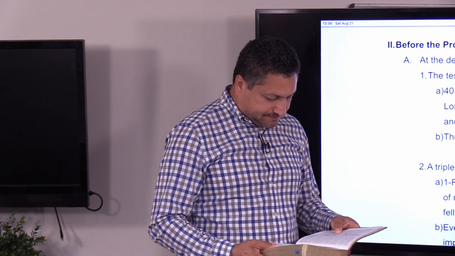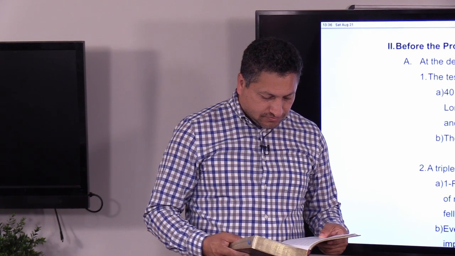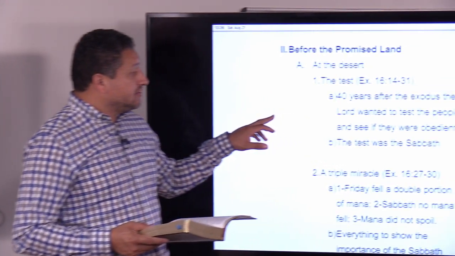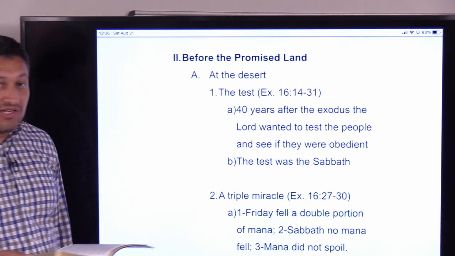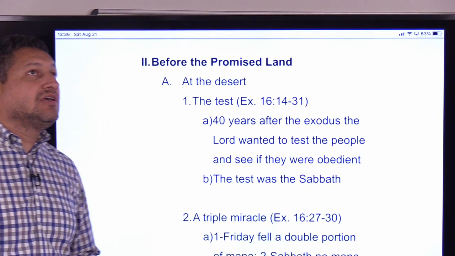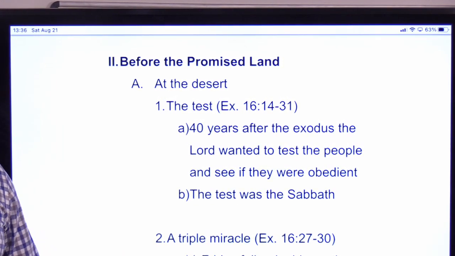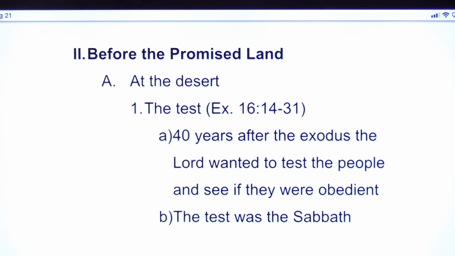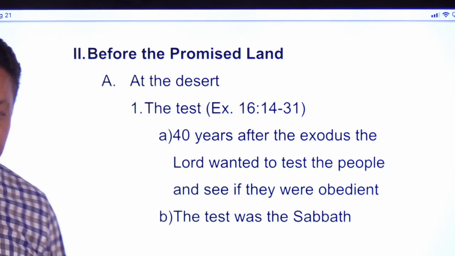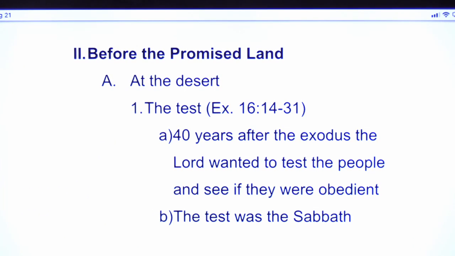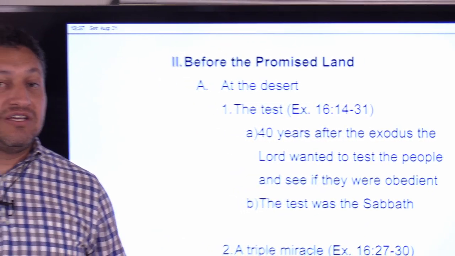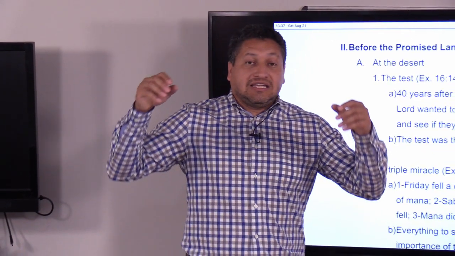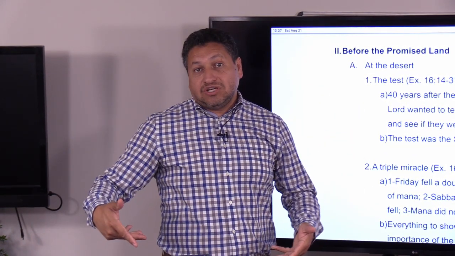Okay, so what happens is that the Lord wanted to test the people. And he said, I'm going to see if they keep my laws, if they keep my commandments, if they keep my statutes. And this is the test he did. They were complaining because they didn't have food. So the Lord said, okay, I'm going to give you some food. And the manna rained from heaven. We know the story.